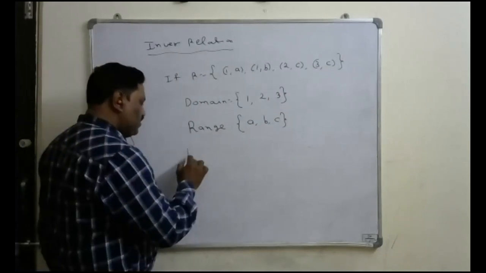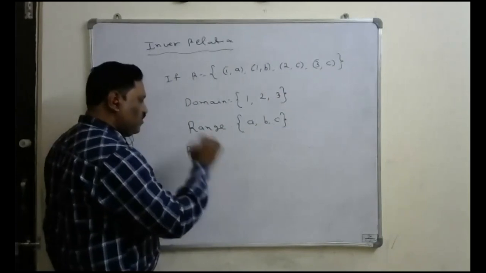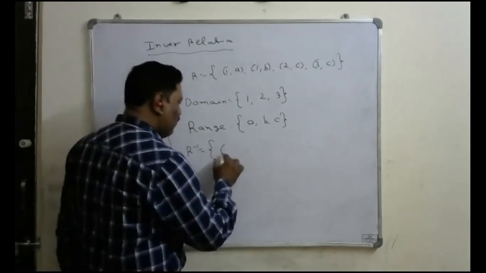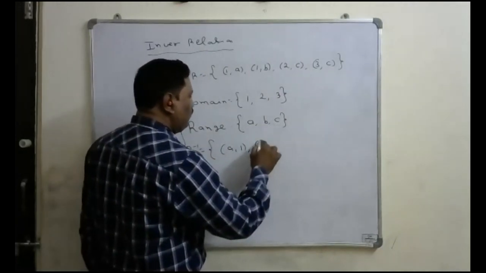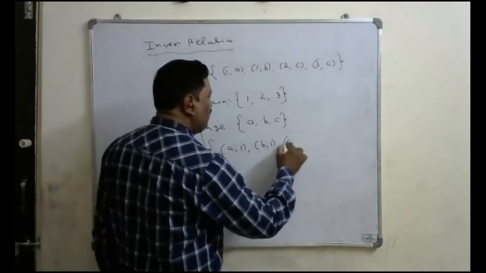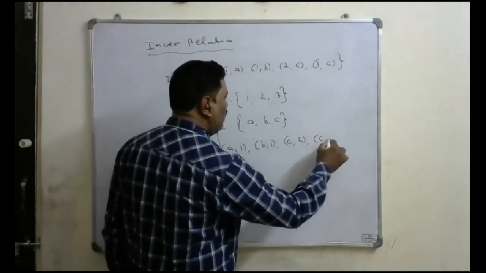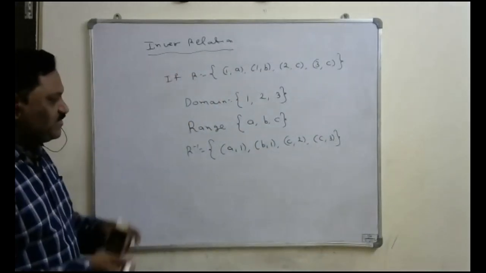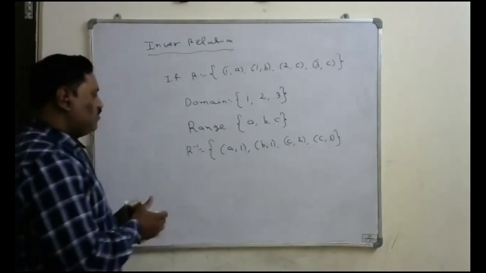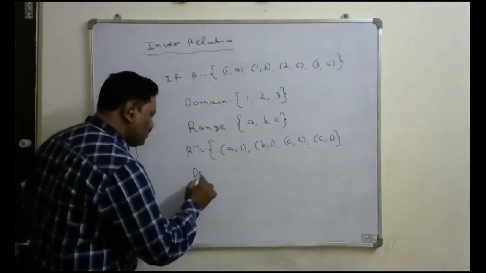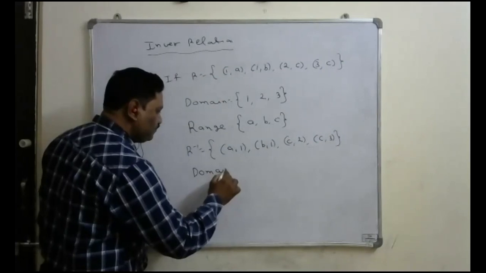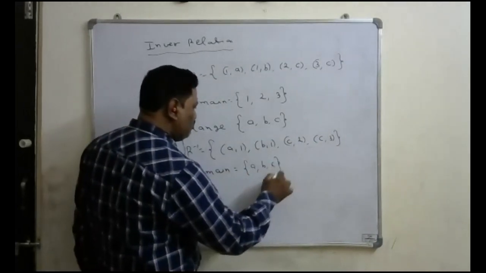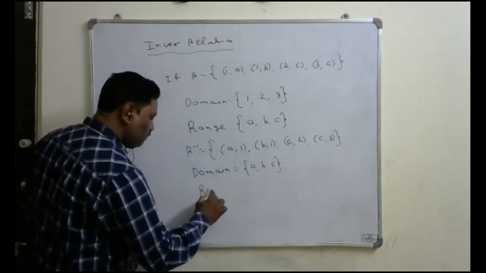And if you observe this R inverse, what is R inverse of this? (A, 1), (B, 1), (C, 2), (C, 3). C comma 3, not D. So this is the R inverse, right? Now tell me what is the domain of this R inverse? A, B, C. What is the range? 1, 2, 3.